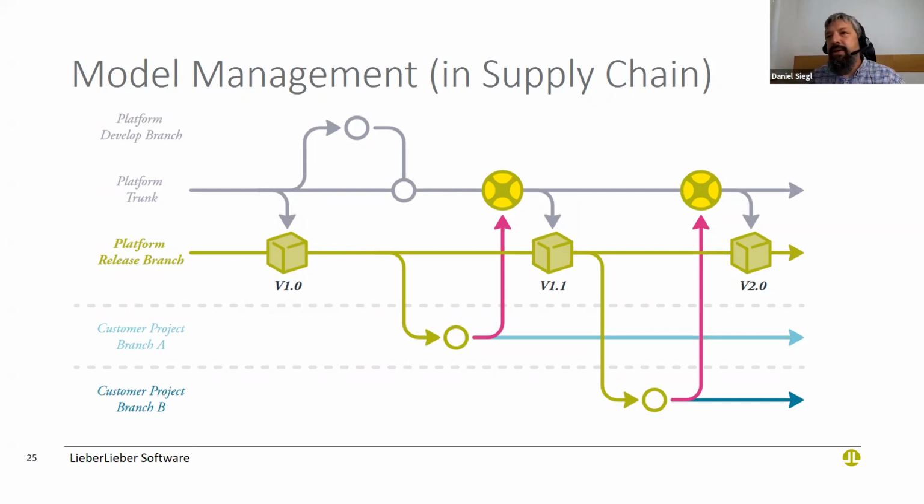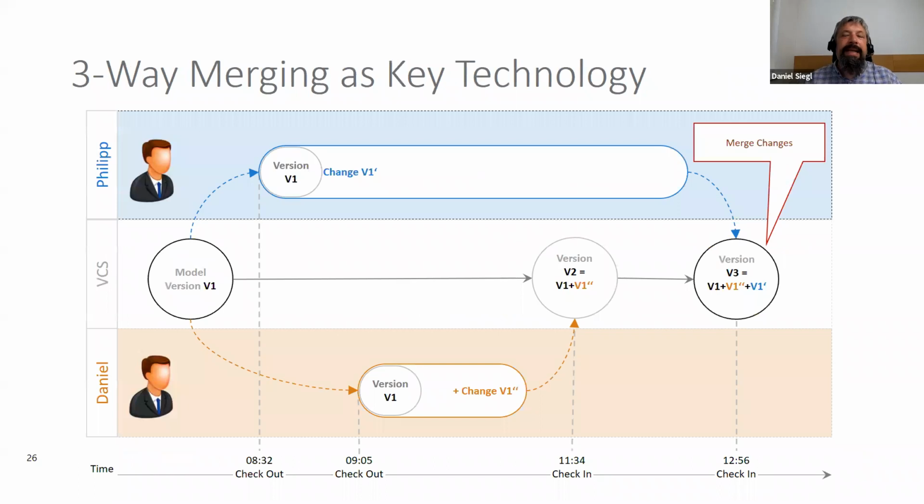supply chain. You can send a part of a model to a supplier, and you can reintegrate it later using LemonTree. Or you can work, as I mentioned before, with a process like Git Flow and develop your systems in a feature branch-based manner. And what we provide as LieberLieber with LemonTree as an add-on for Enterprise Architect is the capability to do optimistic version control.